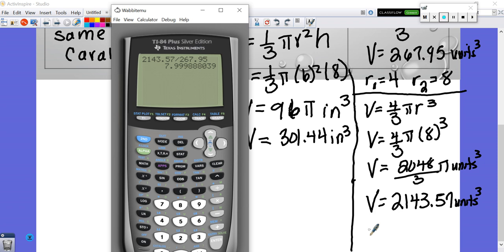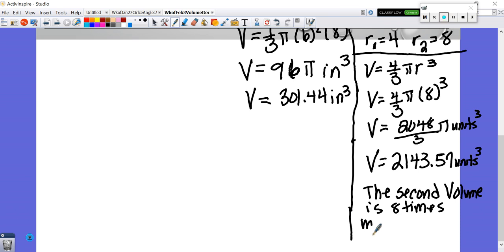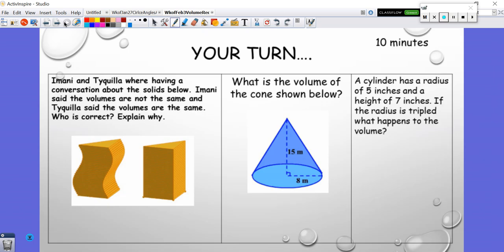So it seems like the second volume is 8 times, and times means to multiply, 8 times more than the first volume. Okay, so it's 8 times more than the first volume. And we are done with this one. So we explained that. Let me see what's next.